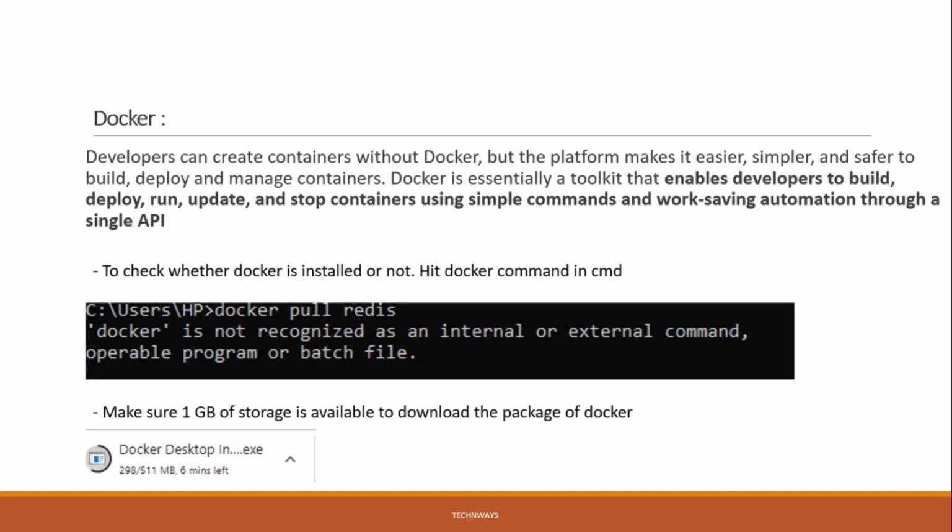Work saving automation through a single API. Okay, so basically we get a separate part, you can say, like a VM, a virtual machine. It gives us a separate virtual machine, which means it creates a separate virtual machine inside our PC, and we can use that virtual machine as a container.